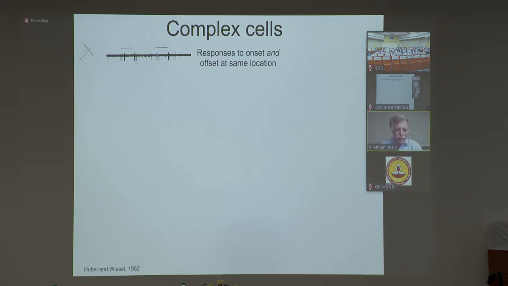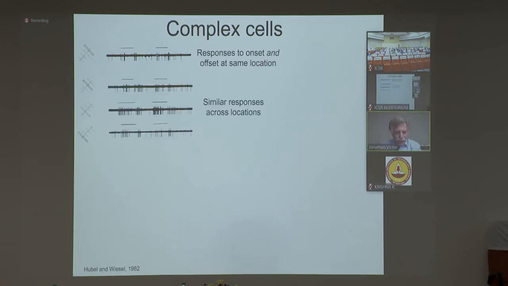So rather than the behavior that we'd expect from a simple cell, in which if a stimulus does something, then removal of the stimulus does the opposite. And again, this is what you'd expect for linear behavior. Presentation of a stimulus does something, and removal of the same stimulus does the same thing. So this is exactly not what you would expect from a cell that had approximately linear behavior.